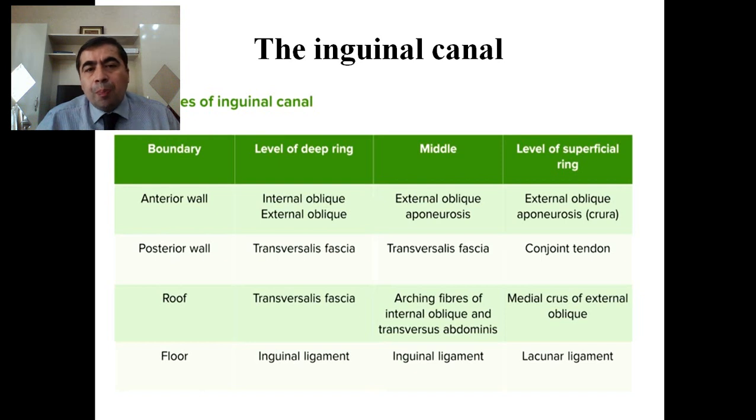This is a very good diagram for your future work as surgeons, because the posterior wall, for example, is mainly formed by the transverse fascia, and is the weakest wall of the inguinal canal. At the level of the superficial ring it is also strengthened by the conjoint tendon.